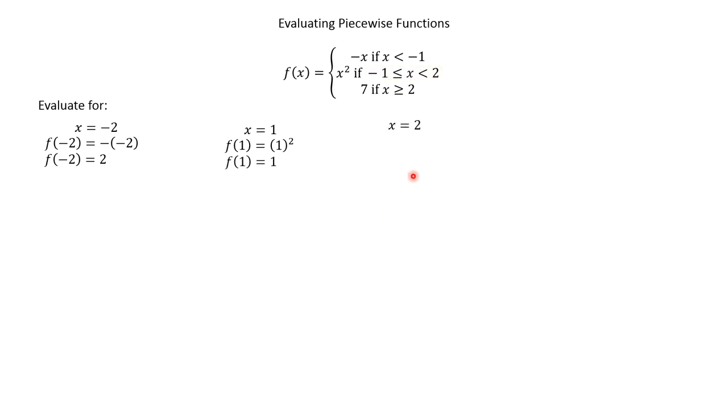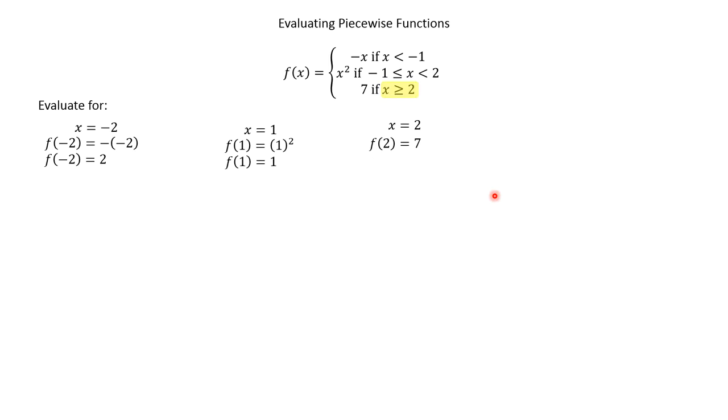How about x equals 2? Well, here's 2, but here's 2. Where does it actually equal 2? It actually equals 2 here. And so we'd plug it in here, and we get f of 2 equals 7. There's no x there, so it just equals 7.